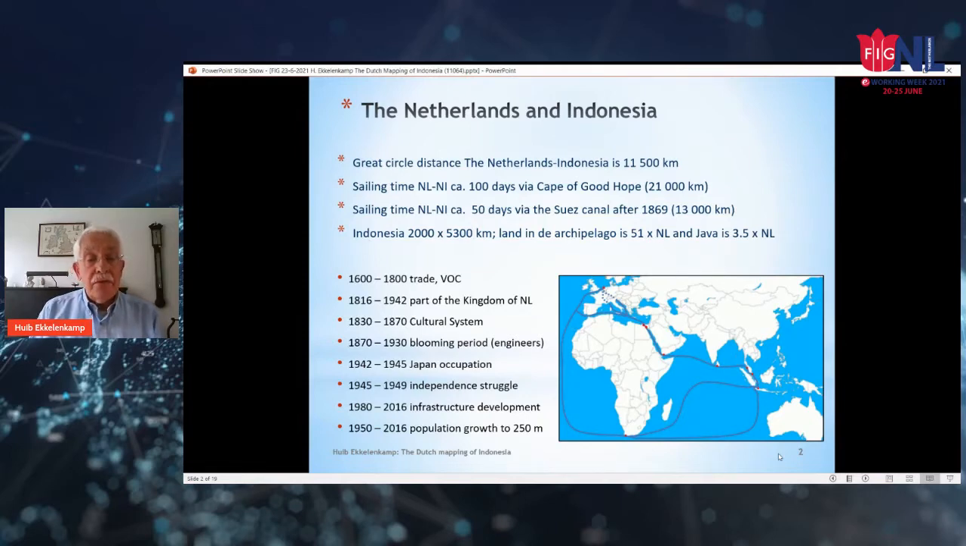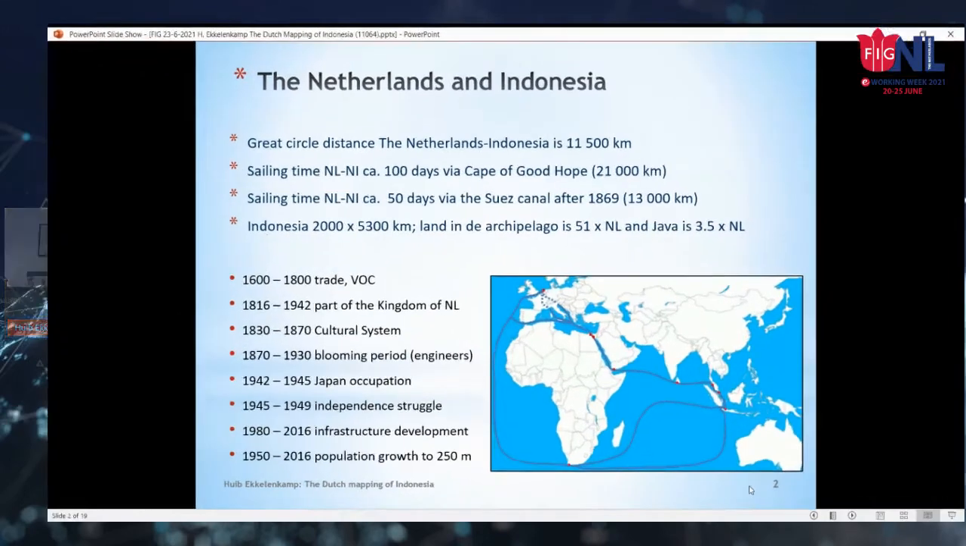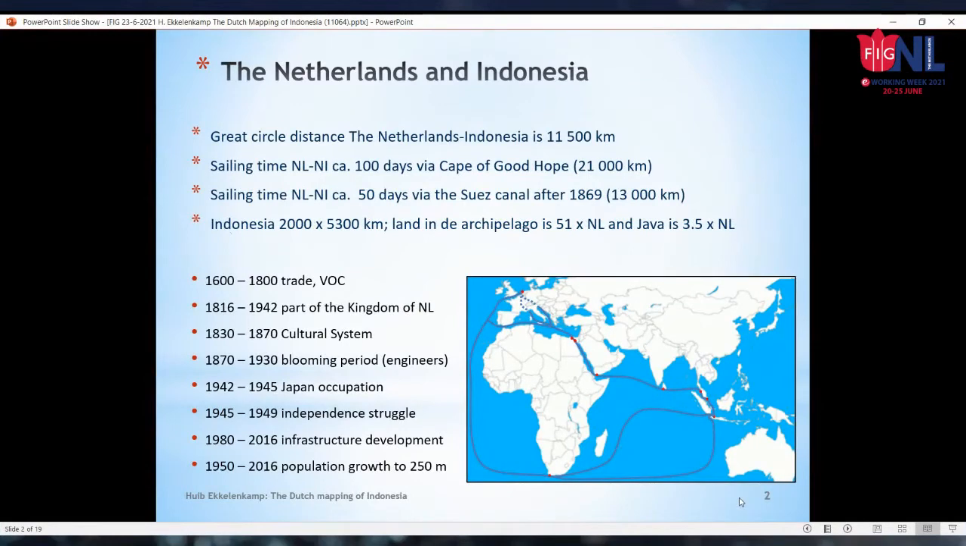But that all ended with the Japanese occupation, and the 3.5 years resulted in a total change of the colonial situation. After that, everybody expected a new phase. There was an independence struggle, and after the independence, which came in 1949, there was a period of unrest, but after that the focus was on infrastructure development, and the population grew tremendously.